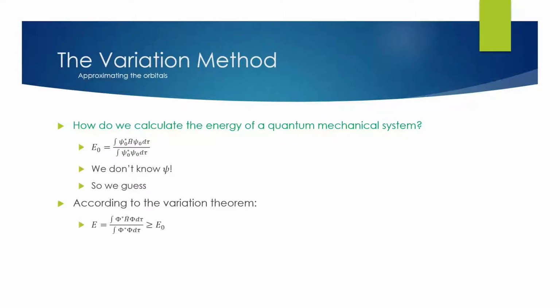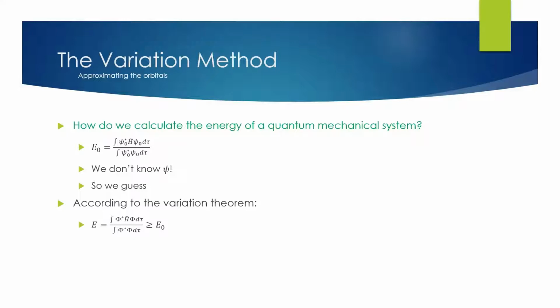So what we need to do is use the variation theorem, which states that if we have a guess, so here our capital phi is our trial wave function. If we make up some wave function and evaluate it according to the expression that would give us our actual energy if we use the actual wave function, we will always get a value that is greater than, or in the case that we use the exact function, equal to, so in general, greater than the actual energy.